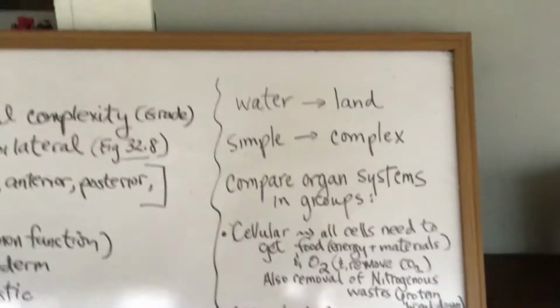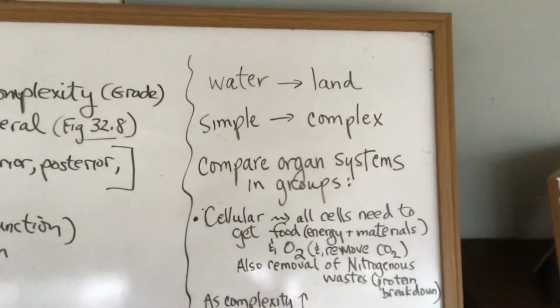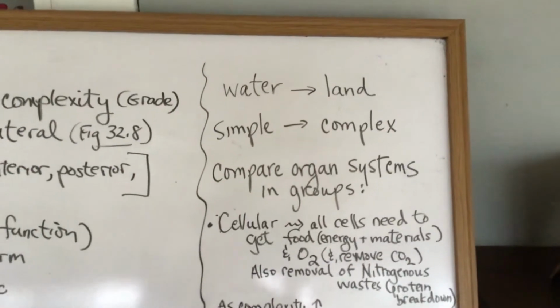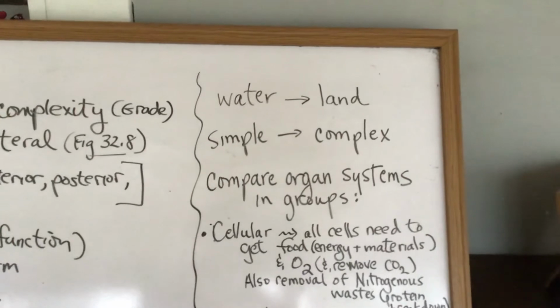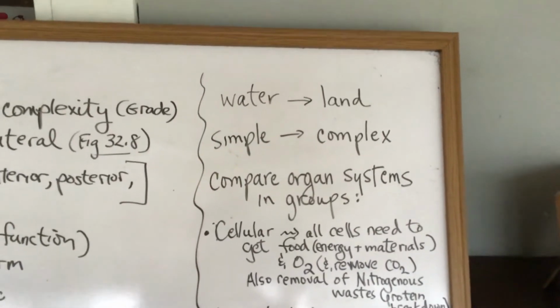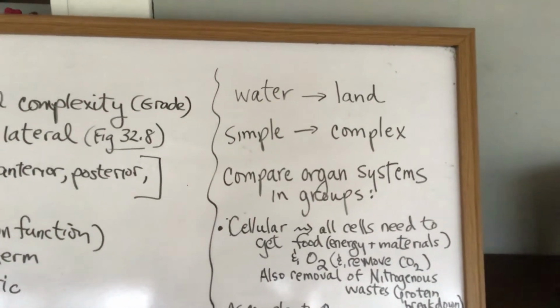Okay, so as we go through the groups, we're going to talk about some general trends. One trend is from water to land, and the other trend is simple to complex. We're going to be comparing the organ systems of groups. So let's just talk about that for a second.